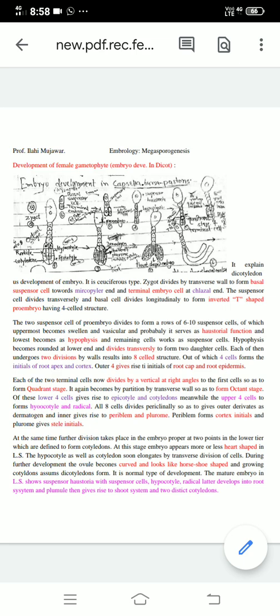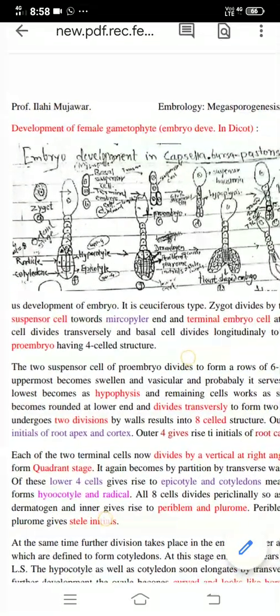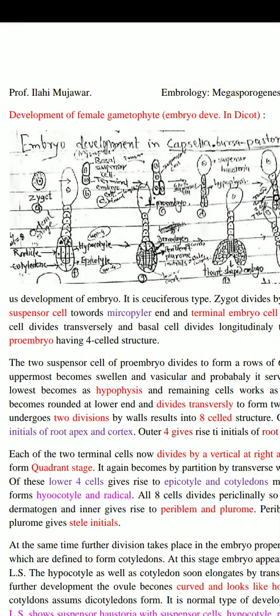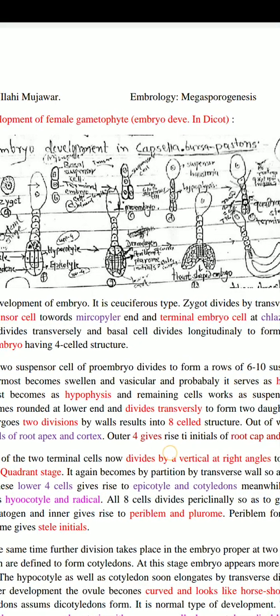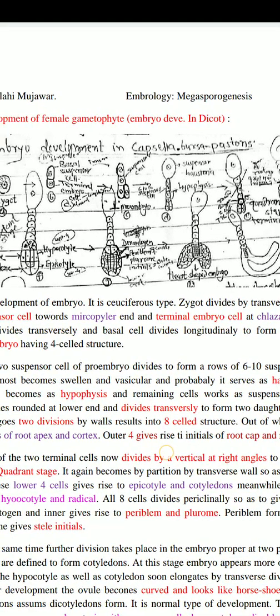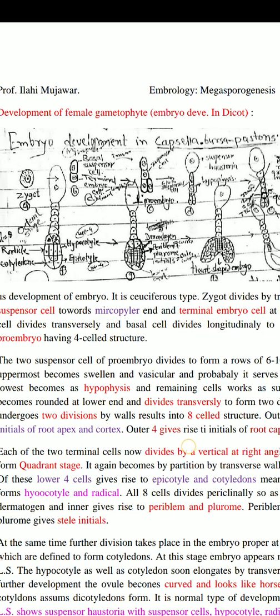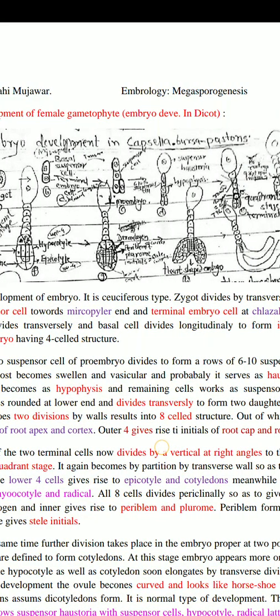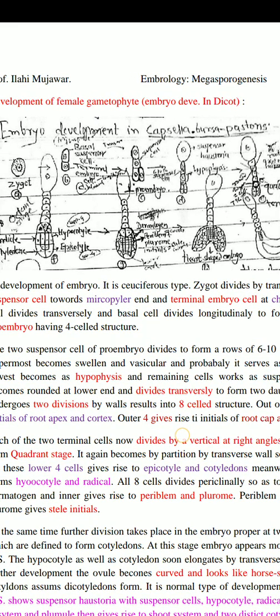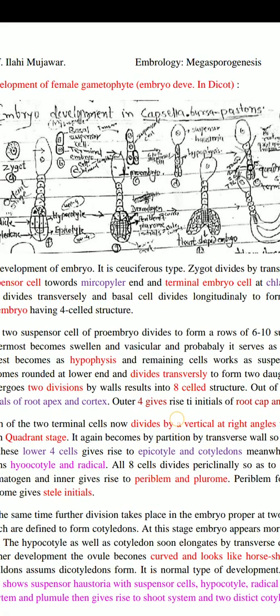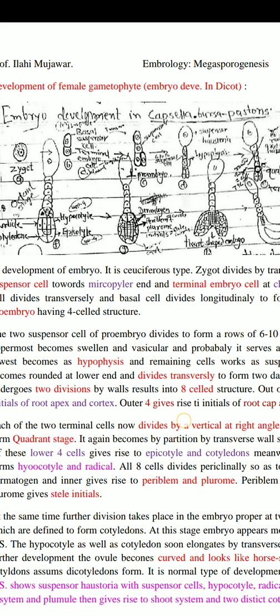So let's start. Myself Dr. Ilahi Mujawar, and we are discussing here the development of female gametophyte, or development of embryo in dicot. So for example, in Capsella bursa-pastoris under the family Cruciferae, it is also called the cruciferous type of development. This is also called embryogeny of the angiospermic plants, and the whole process is called megasporogenesis.